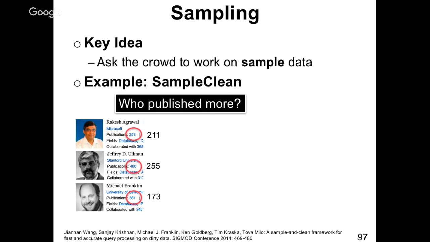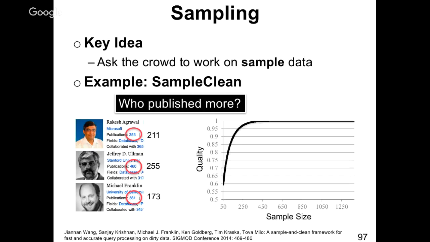And by using the idea of sampling, we found that by only cleaning a small sample of the data, so this is the total number of publications you need to clean, by only cleaning a small number of publications, we can get a very high quality. We found that by only cleaning 1/3 of the publications, we can get almost 100% quality.